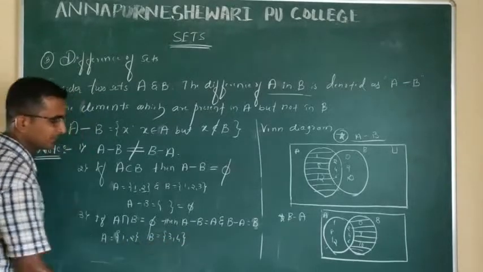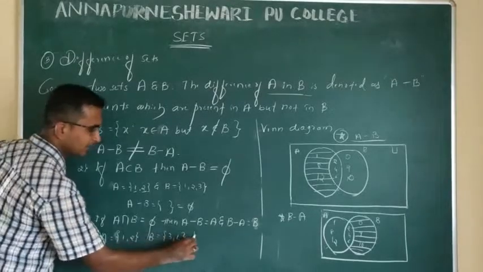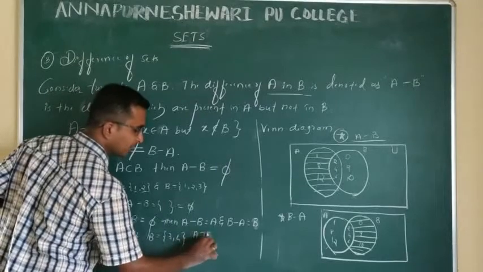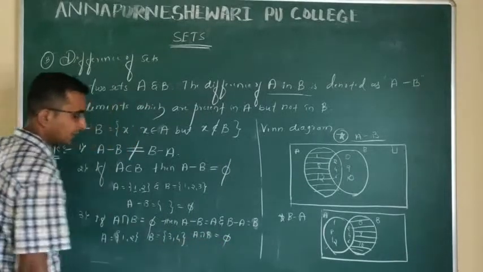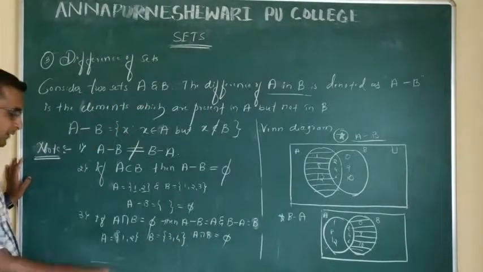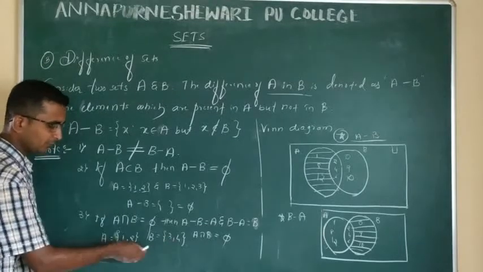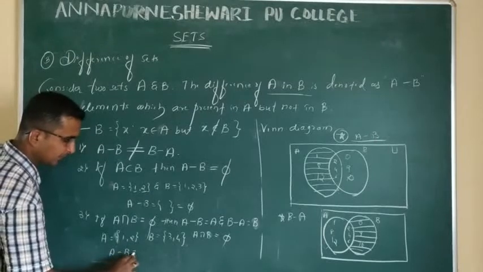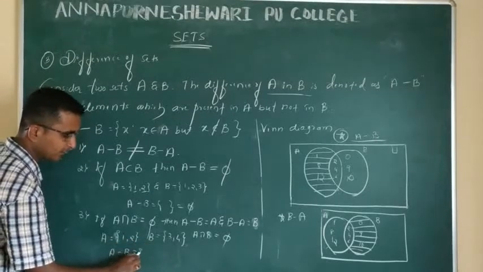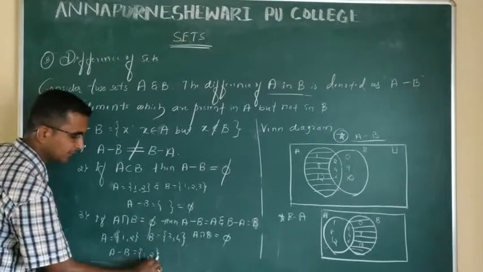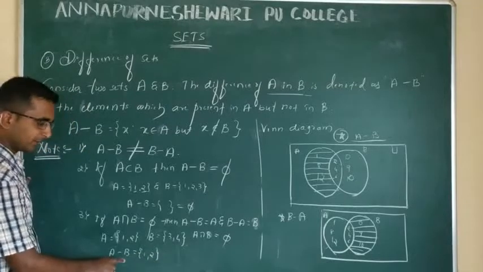Take a simple example. A intersection B is what? Do you have common elements in the sets A and B? No. Then what is A minus B? There are no common elements, so whatever elements are present in A is nothing but your A minus B.